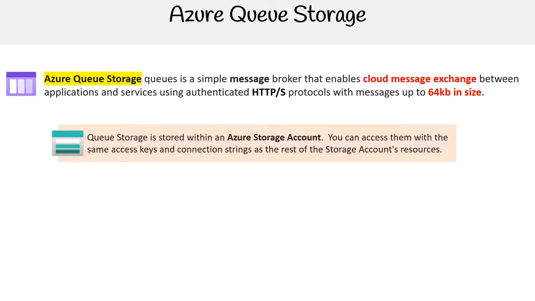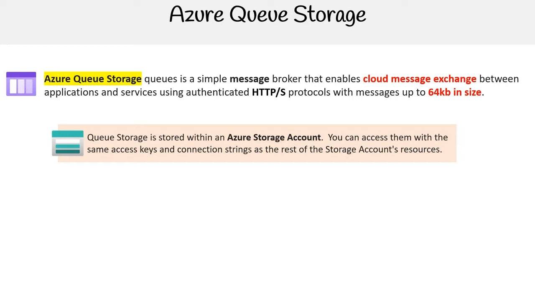So the queue storage is a service or a product underneath the Azure storage account. So you first have to create a storage account, and then from there you create your queue, but you'll be using the same access keys and connection strings like the rest of the other storage account resources.